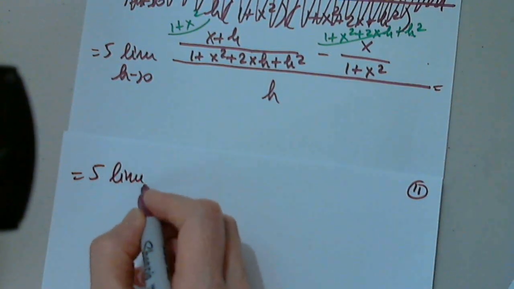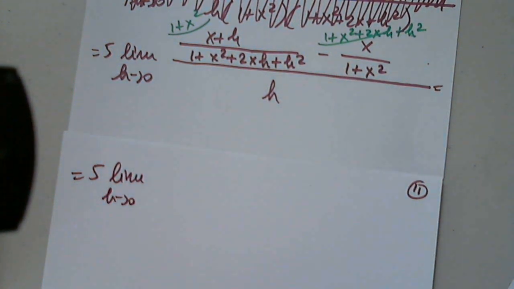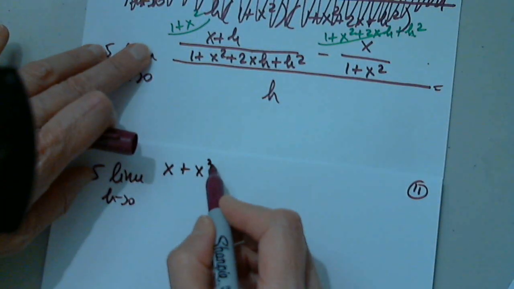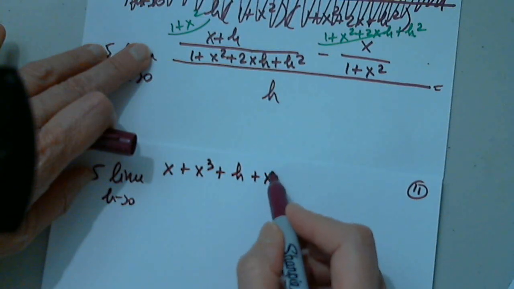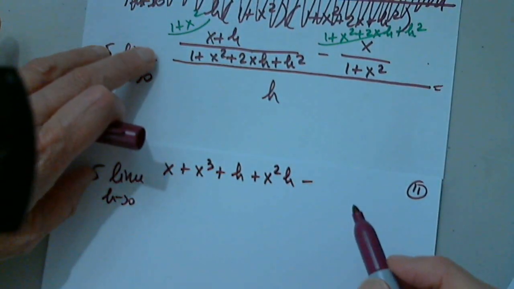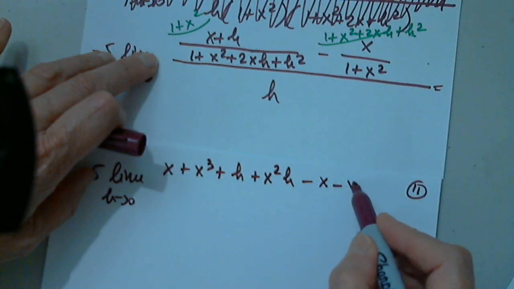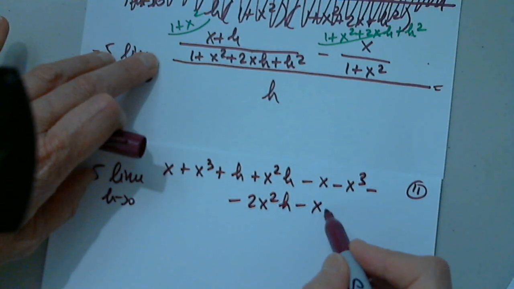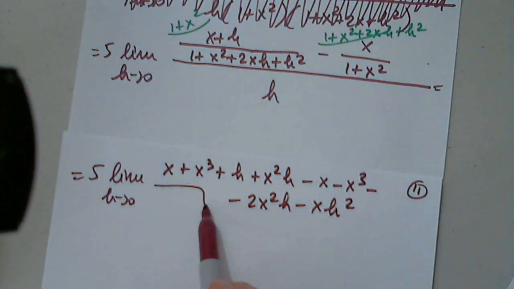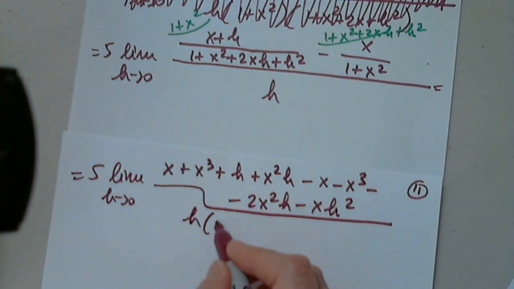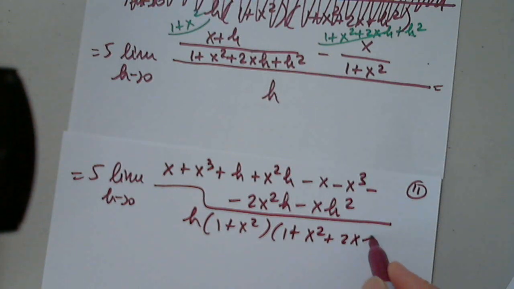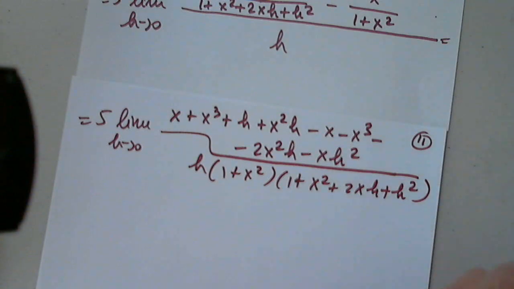So 5, limit, h approaches 0. So we have x plus x cubed plus h plus x squared h minus x cubed minus 2x squared h minus xh squared. Sorry, I couldn't make it fit. So h, 1 plus x squared, 1 plus x squared plus 2xh plus h squared. Okay, let's see now. It better work.